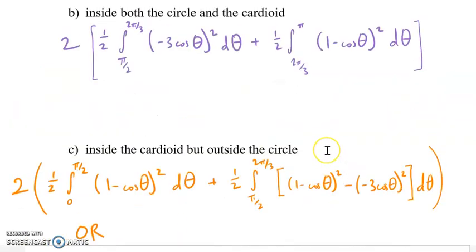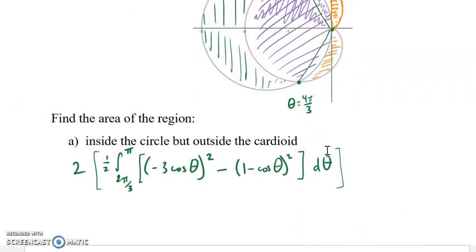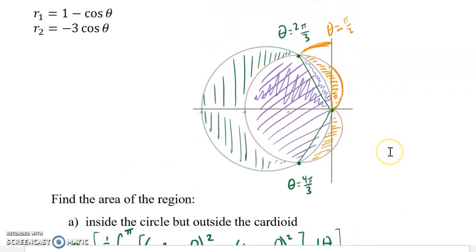Lastly, I'll leave you with this thought about checking your answers. Once you've got all 3 of these areas, you can play around with things. Like, for example, it would be pretty easy to check what the entire area of the circle is, because we have a formula that doesn't require calculus. Pi r squared, r is 3 over 2. So if we take the green plus the purple, we should get pi times 3/2 squared, or 9 pi over 4.